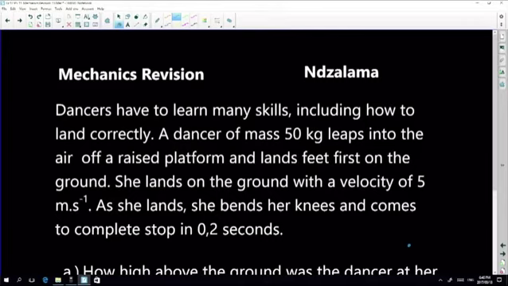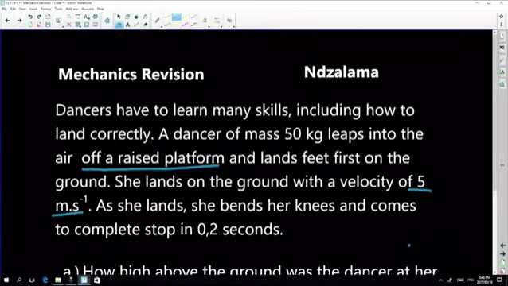Anyway, a dancer of mass 50 kilograms leaps into the air off a raised platform. Now, this is what we added: off a raised platform, and lands feet first on the ground. She lands on the ground with a velocity of 5 meters per second, and as she lands, she bends her knees and comes to a complete stop in 0.2 seconds.